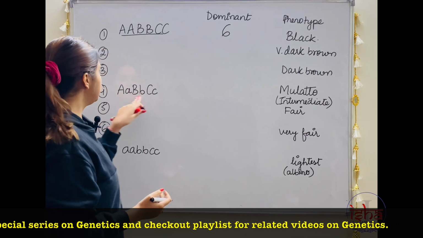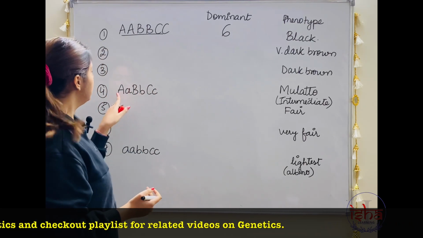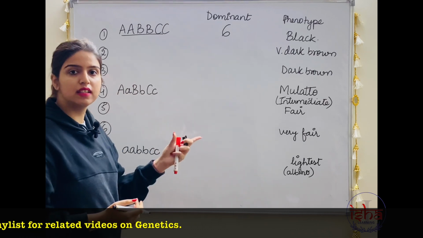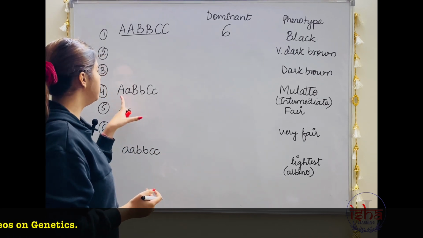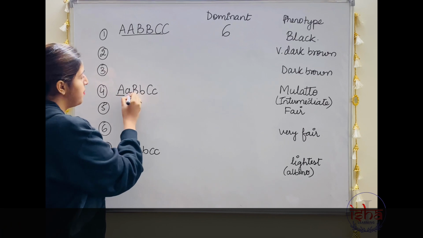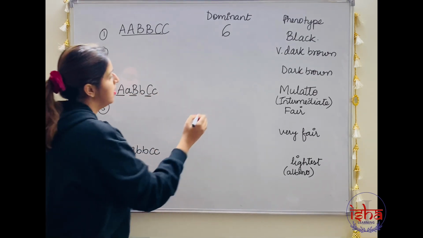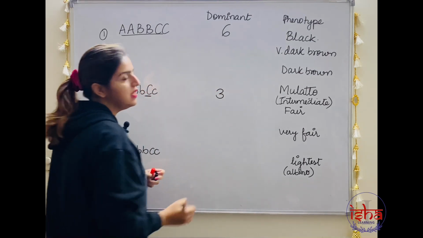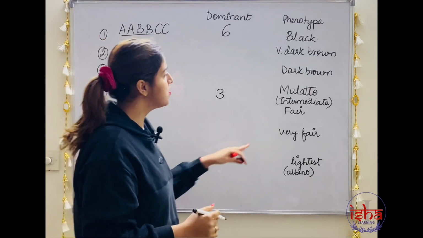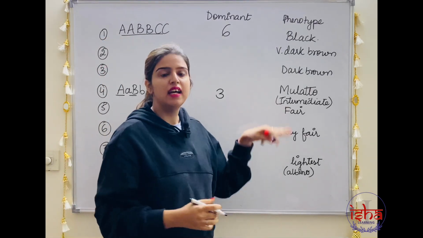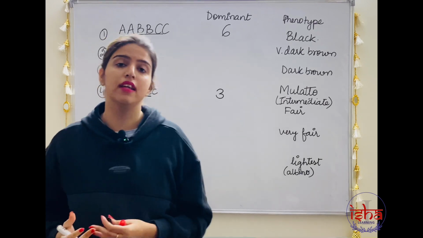Now we come to an intermediate phenotype. Here we observe a heterozygous condition. The number of dominant alleles is 3. A is dominant, B is dominant and C. So we have 3 dominant alleles in this case. The skin color is going to be intermediate and this is known as mulatto skin color.